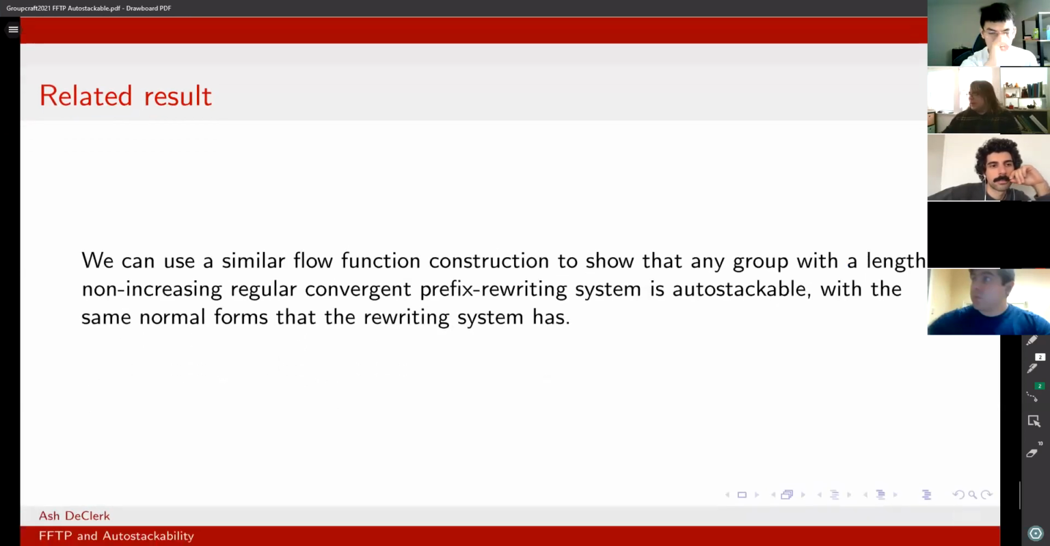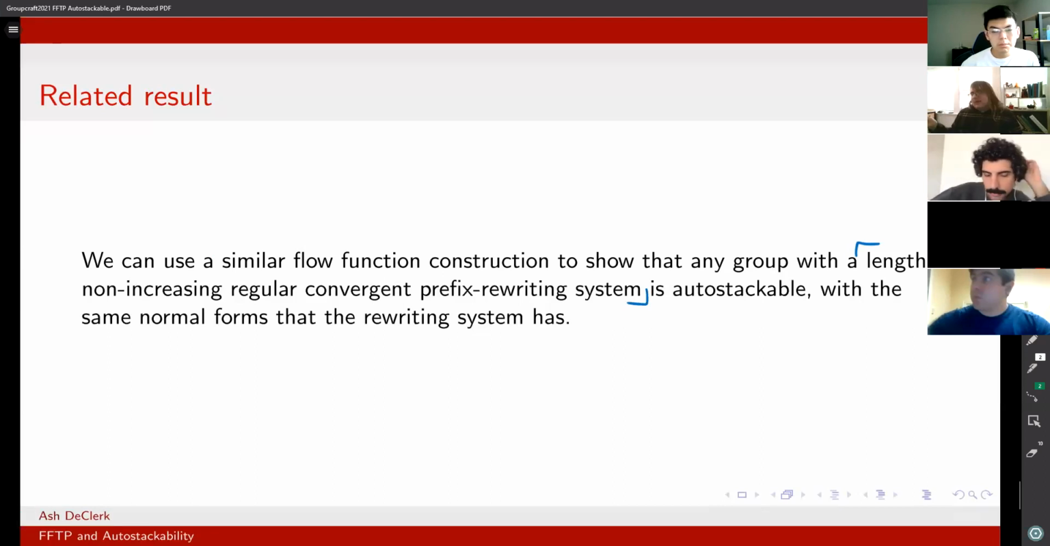All right. So that was the main result. And I'm going to briefly mention a related result. We can use a very similar flow function construction to show that any group with a length non-increasing regular convergent prefix rewriting system is autostackable.